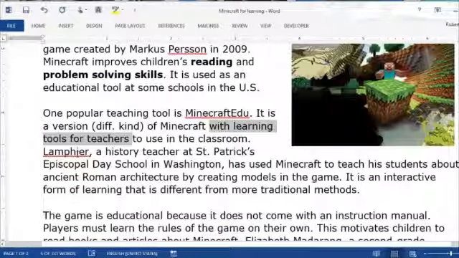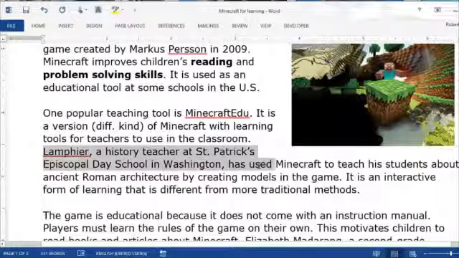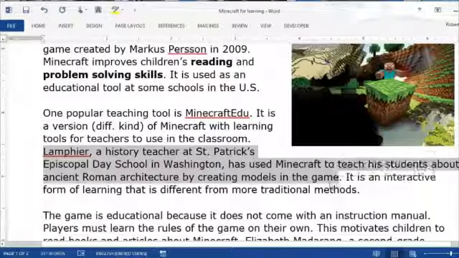Okay, now let's go ahead and move on to our next sentence. This is like our mega sentence, right? So we have Lamphere. This word PH usually sounds like an F. So we're going to say Lamphere. And this is the history teacher's name. And now this long sentence is actually a sentence that we just looked at.